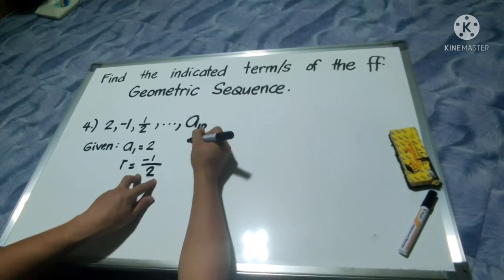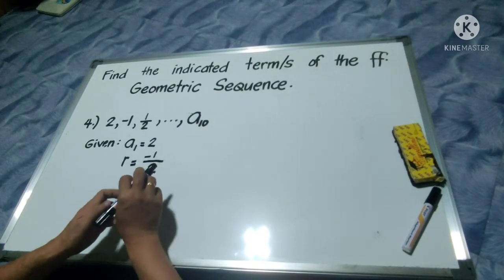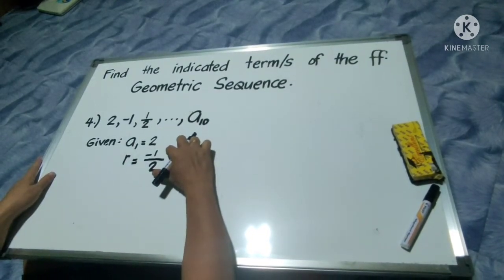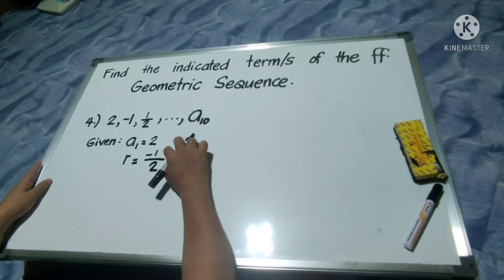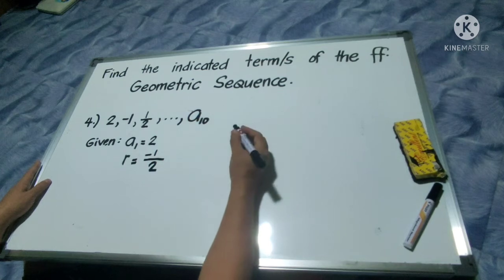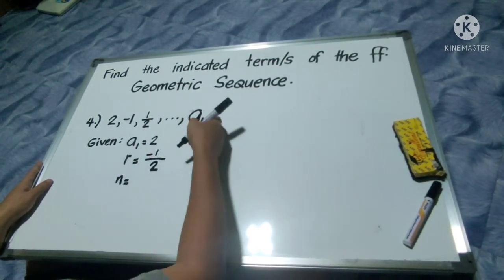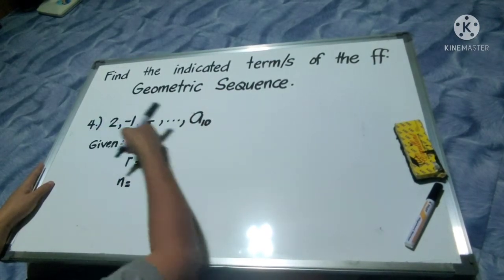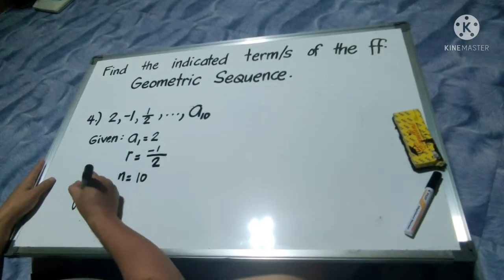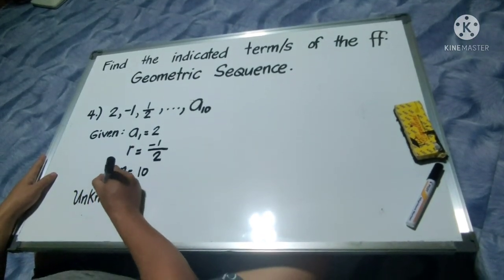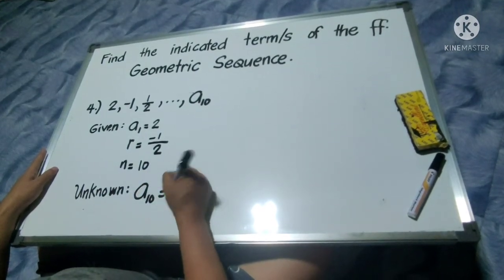The common ratio is a negative fraction, so expect that the numbers will be in descending order, negative 1/2 because it's fractional. And then our n is equal to the subscript. How many terms are there in the sequence? There are 10 terms. And of course, our unknown is a sub 10.